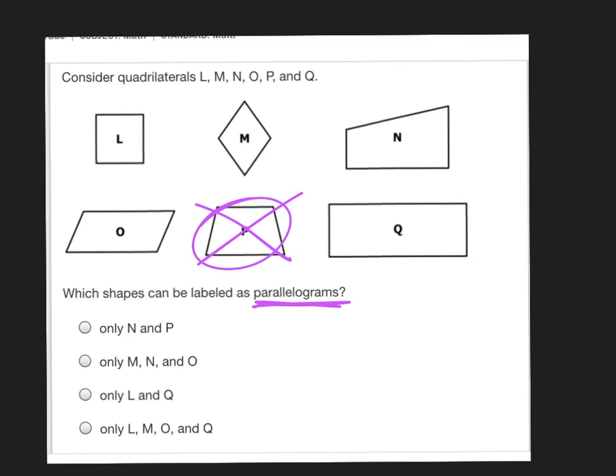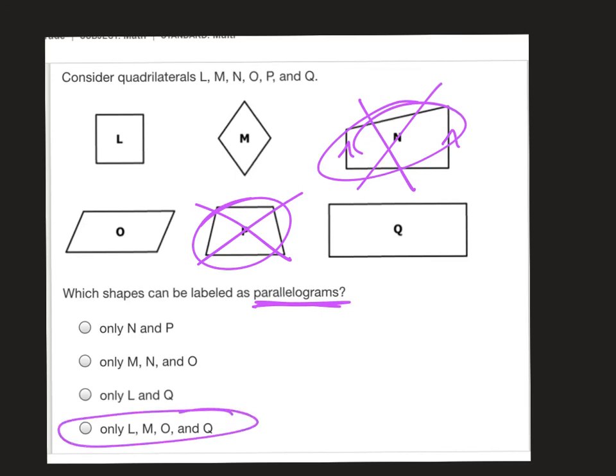When I look at L, it definitely has 2 pairs of parallel sides. L is a square. M is a rhombus, so it has 2 pairs of parallel sides. It's just going to turn differently. But when you look at N, it only has this 1 set of parallel sides, so it's actually a trapezoid too. So this one is out as well. But everything else works on this one. So L, M, O, and Q are your answers. So the last choice should have been your answer.